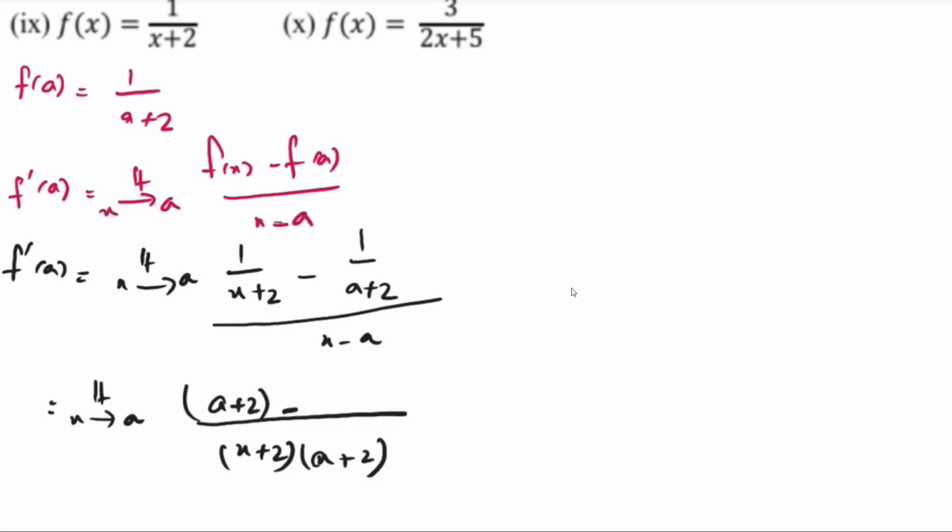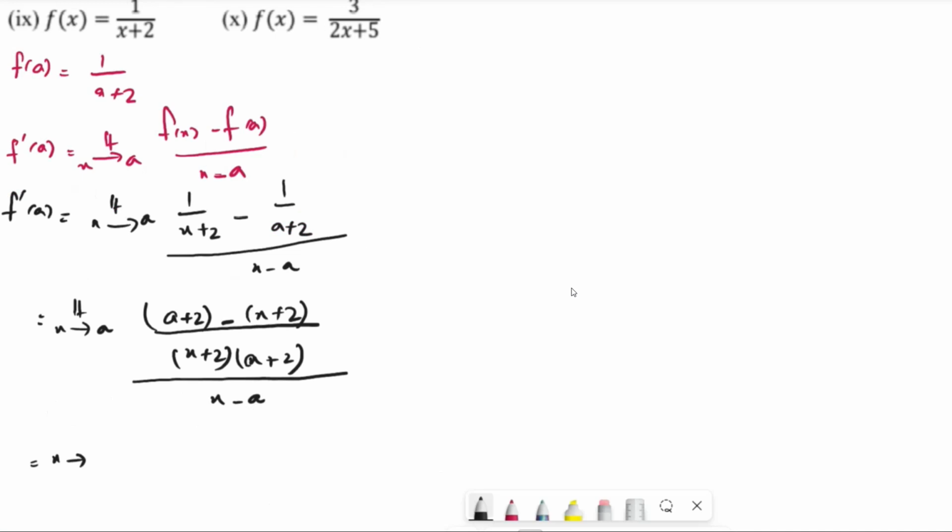Minus a plus 2 is cancelled with a plus 2. Remaining is x plus 2 divided by x minus a. If we open this bracket, it would be a plus 2 minus x minus 2. This 2 plus 2 and minus 2 is cancelled. So remaining will be x plus 2, a plus 2 into x minus a.